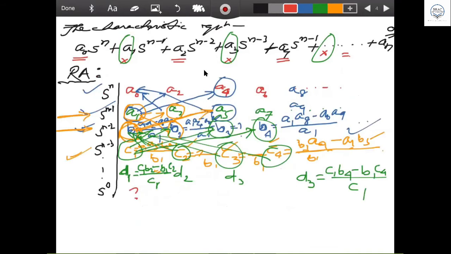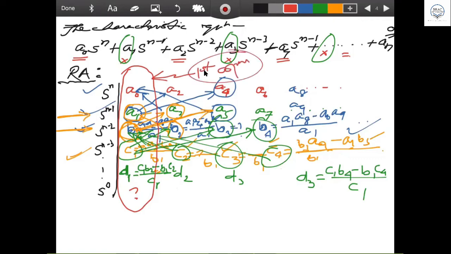Okay, now the Routhian array, Mr. Routh, once he developed the array, then he looks for what? After finding this array, he considered the first column. Then he looked through the first column. This is the first column.